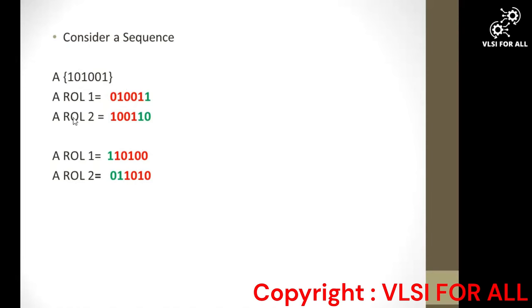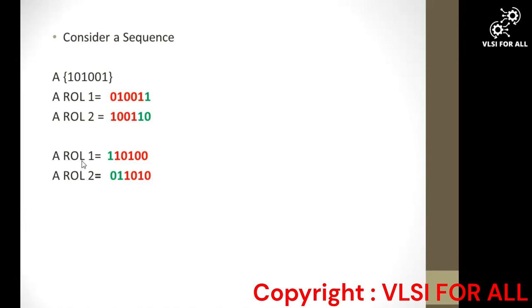Similarly, we perform A ROL 2, so we shift by 2 bits. So here two positions are vacant. So the leftmost bits, 1 0, will come here. And similarly for ROR, sorry, it is a printing mistake. It will be ROR. I will correct it.